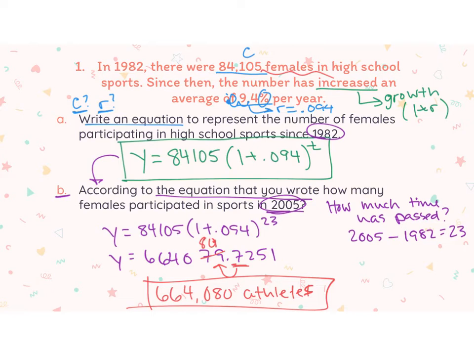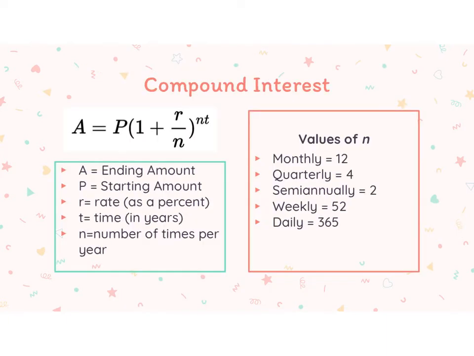Now, we're going to get into compound interest, which is a form of exponential growth. Compound interest has its own equation, and there's a couple of extra pieces to it, so we have to be a little bit careful about what we put into that formula. Here's what the formula looks like. It's A equals P times the quantity 1 plus R divided by N.